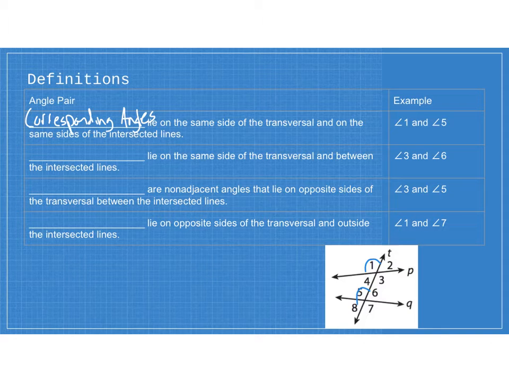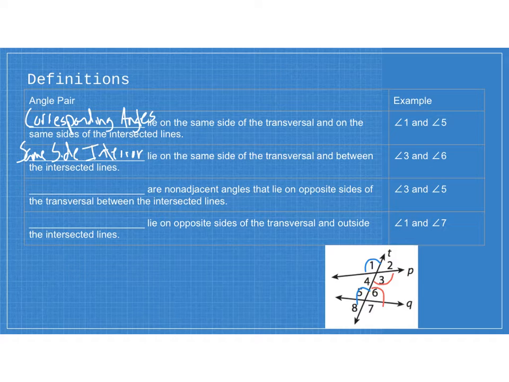And the second one, we're looking at angles 3 and 6 now. So those are those angles there. And so those angles lie on the same side of the transversal and between the intersected lines. And we call those same side. And mostly we say same side, but these are technically same side interior.